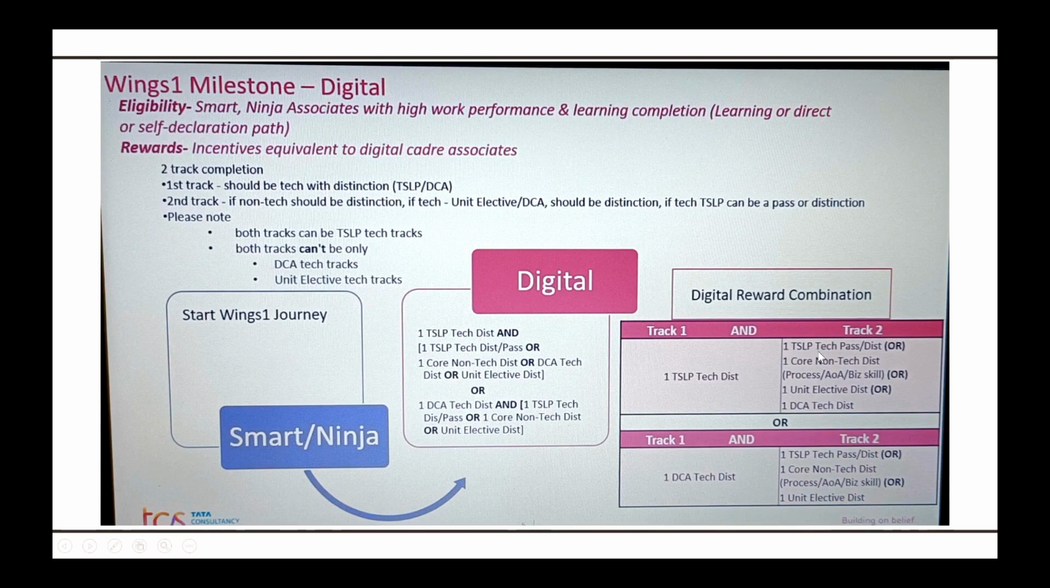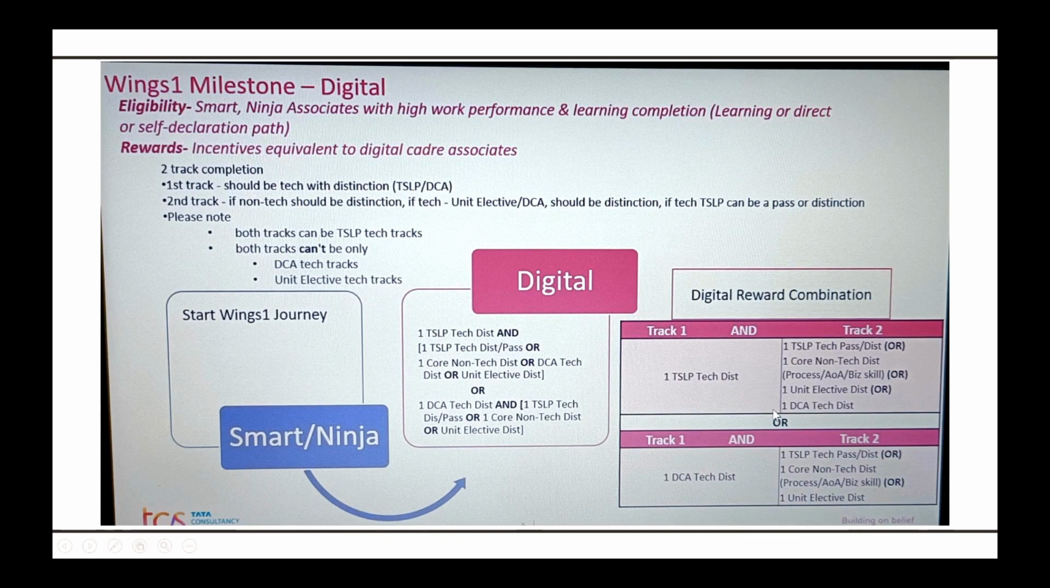The first one can be a TSLP tech track, any other tech track apart from this, where you can have either pass or distinction. Here distinction is mandatory, but here it can be pass or distinction, anyone. If you choose a core non-tech, then you should have distinction. What is covered inside the non-tech? Process, AOA, art of articulation, and base skills. Any unit elective can also be chosen, which is specific to the unit. If you choose a unit elective for track 2, then you need to have distinction in that.